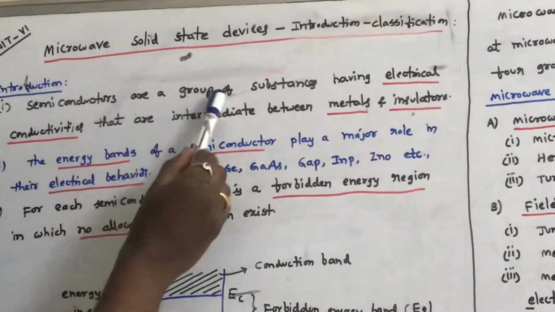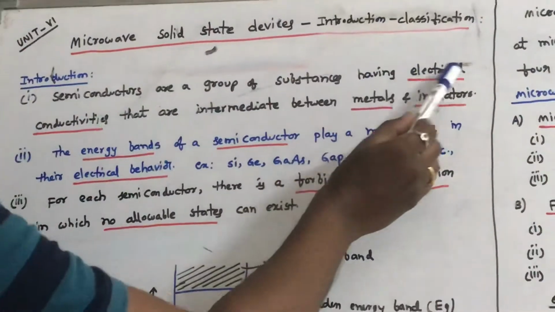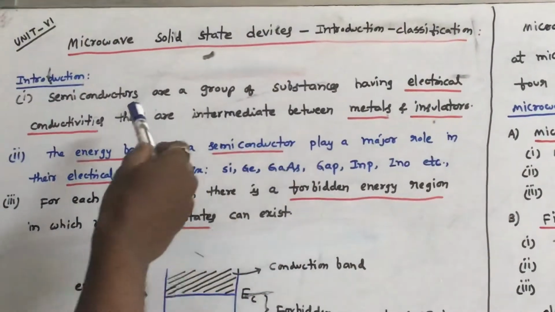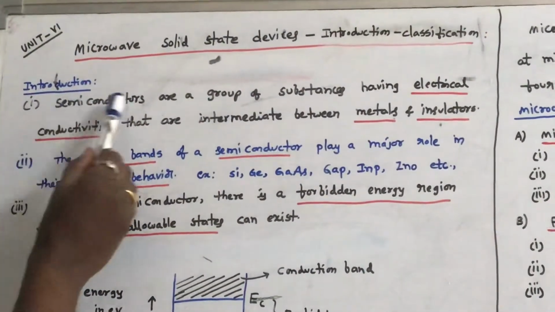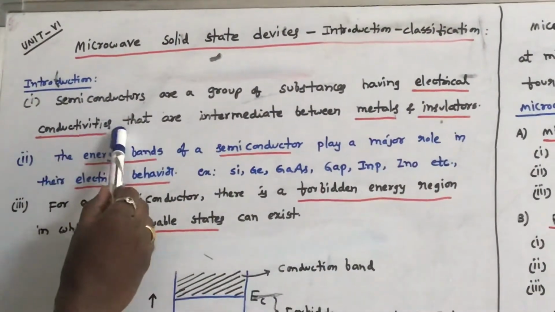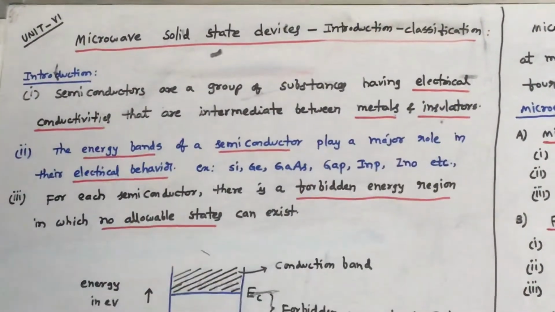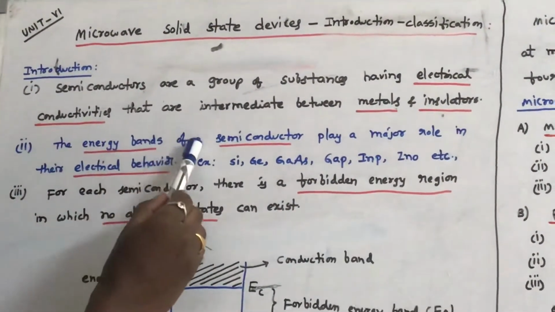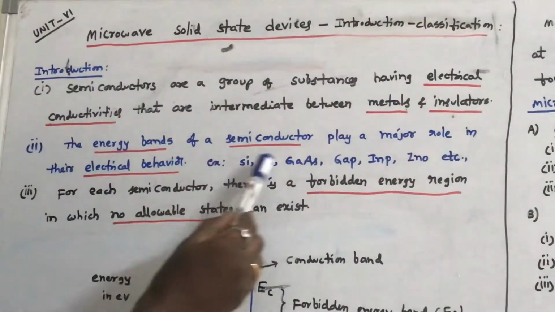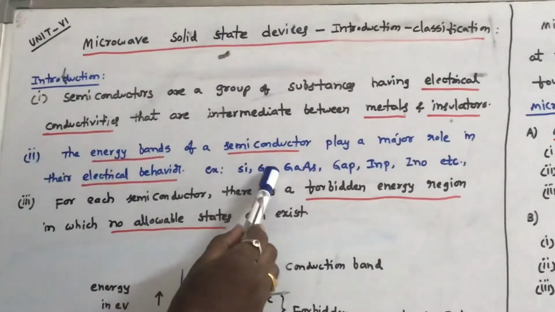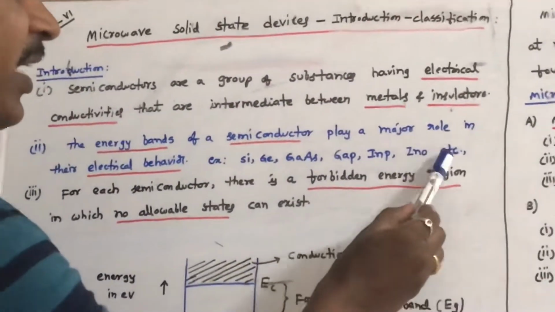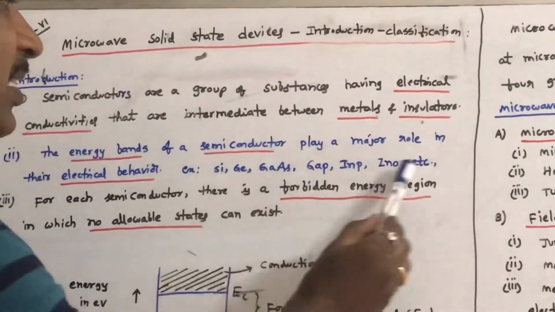Semiconductors are a group of substances having electrical conductivities that are intermediate between metals and insulators. As we have studied in semiconductor physics and electronic devices and circuits, semiconductors are materials which have electrical conductivities in between those of metals and insulators. The energy bands of a semiconductor play a major role in their electrical behavior. Some examples of semiconductor materials are silicon, germanium, gallium arsenide, gallium phosphide, indium phosphide, zinc oxide, etc. So these are the different semiconductor materials.